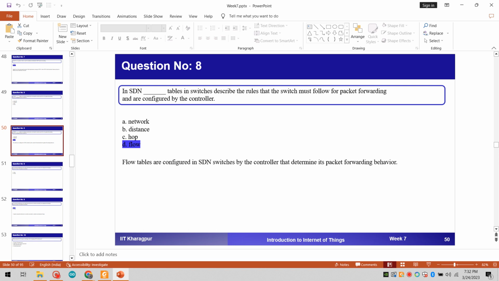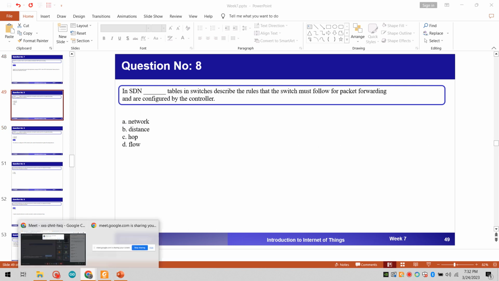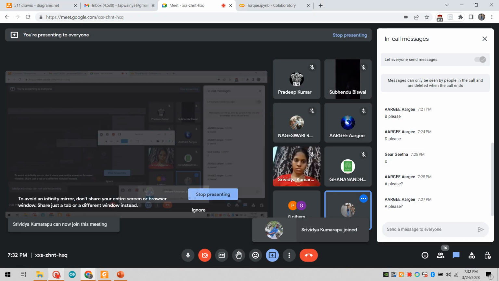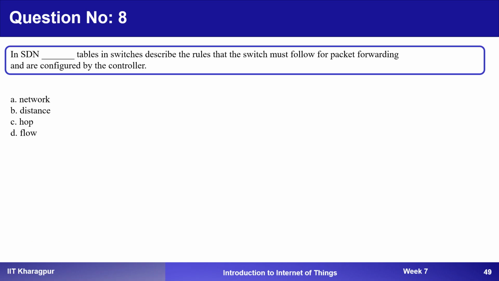So we were at question number 8. In SDN, blank tables in switches describe the rules that the switch must follow for packet forwarding and are configured by the controller. Options are network, distance, hop, flow. Flow table, right? So the correct option for this is flow tables, right?